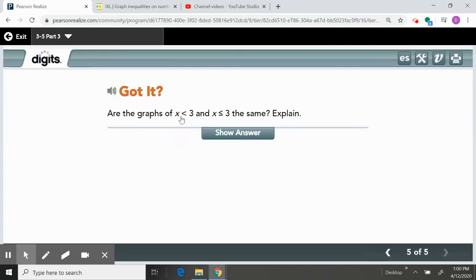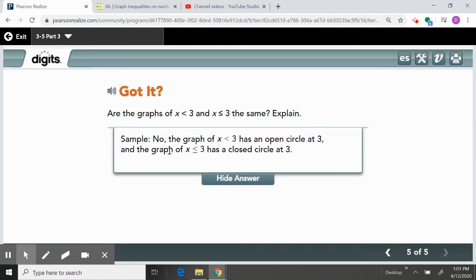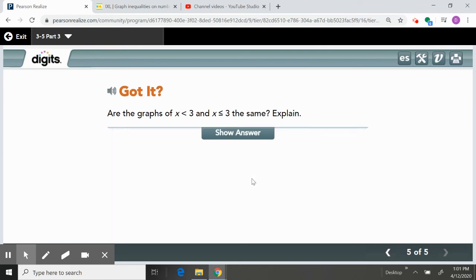And here we go. Are the graphs of x less than 3 and x less than or equal to 3 the same? Explain. So think about that. Are those the same? Well, just looking at them, we can clearly see not the same because this just says less than 3. This says less than or equal to 3. And that's what they say here. No, the graph of x less than 3 has an open circle at 3. The graph of x less than or equal to 3 has a closed circle at 3. So they would not be the same.